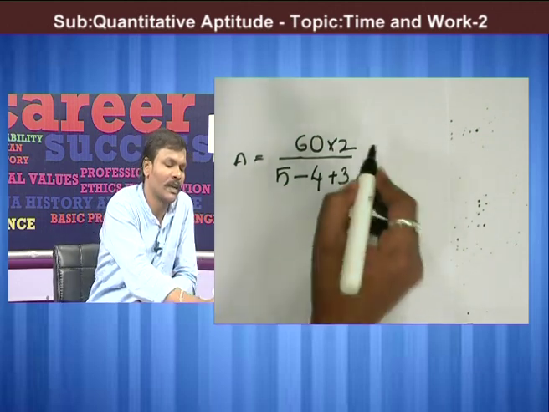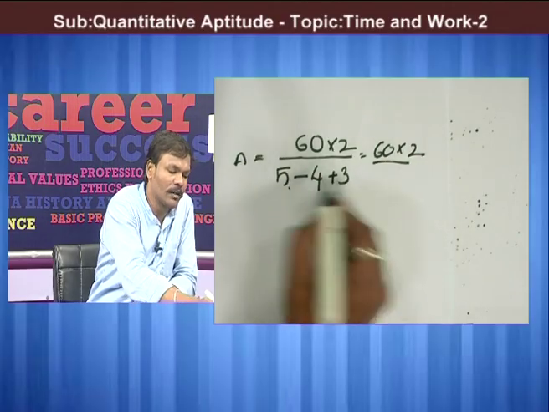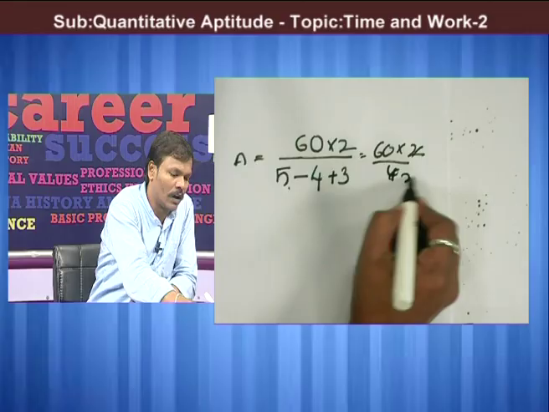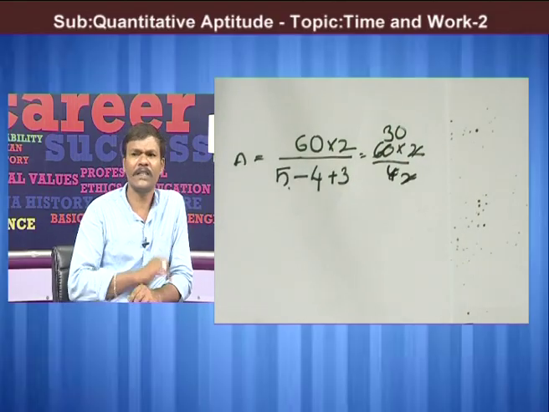So, 60 into 2 by 5 plus 3, 8, 8 minus 4, 4, 2 2s are 4, 2 30. So, A can complete the work in 30 days, simple.